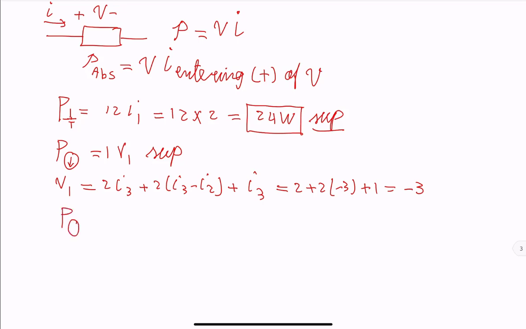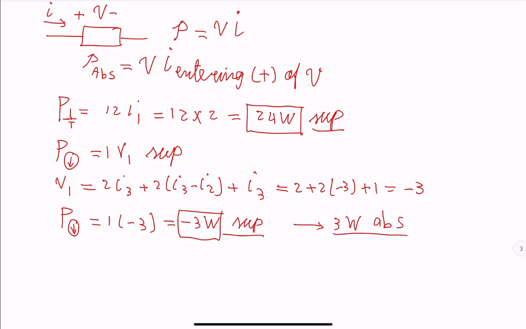So we end up with 1 times negative 3, negative 3 watts supplied power. So in fact, this is equal to 3 watts absorbed. So the source is being charged in this case. The problem was asking for supplied power, so the answer is negative 3.